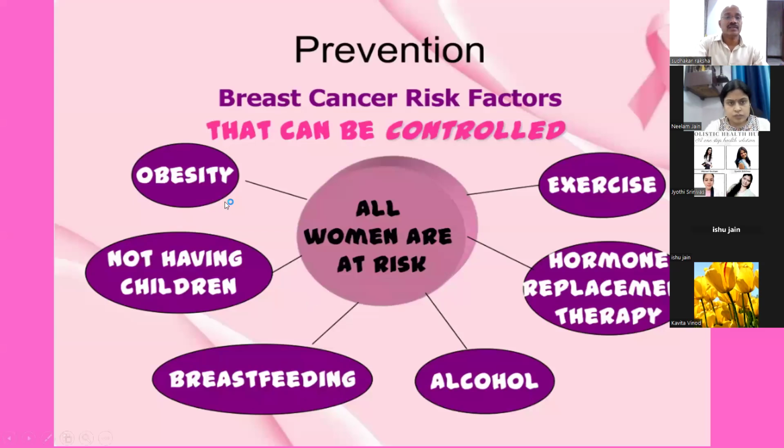So prevention is by preventing obesity, regular exercise for half an hour for 5 days a week. Stop the hormone replacement therapy. Alcohol is a risk factor. Consuming alcohol is a risk factor. Breastfeeding is a protective factor. Not having children is a risk factor.